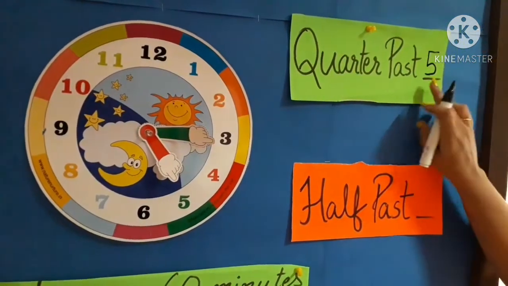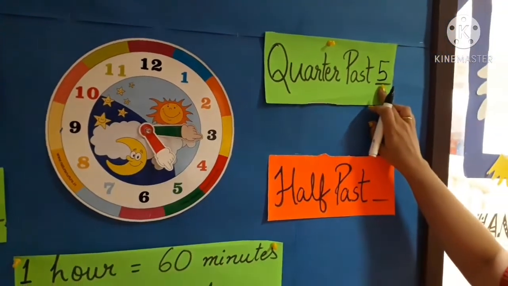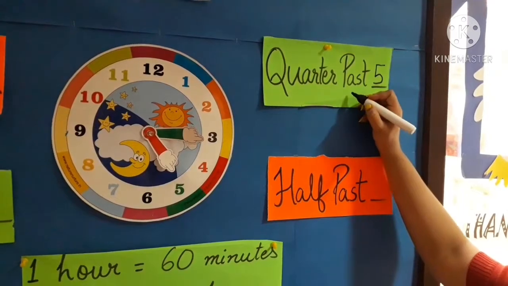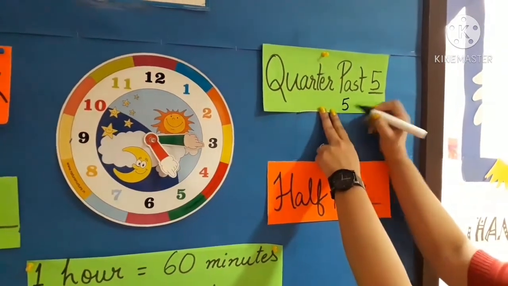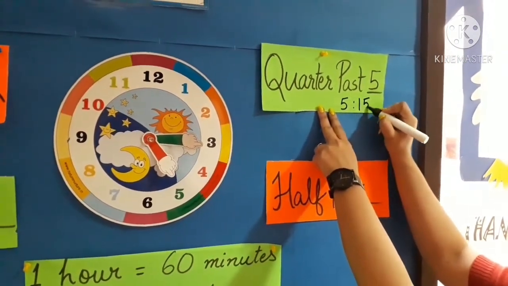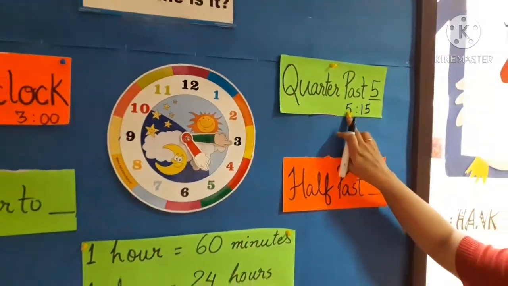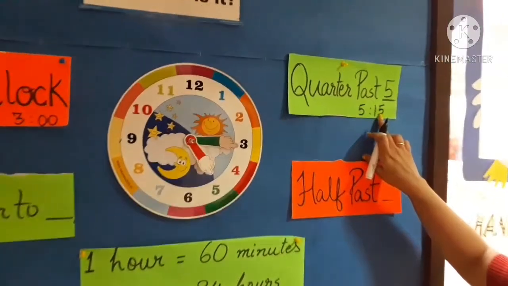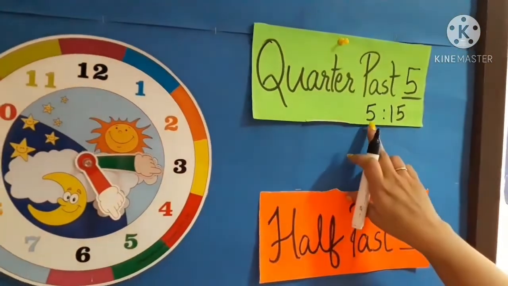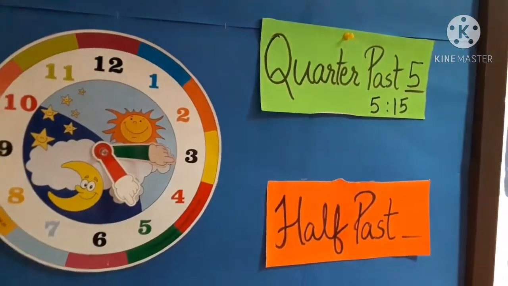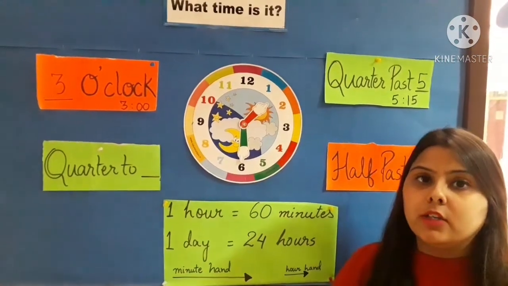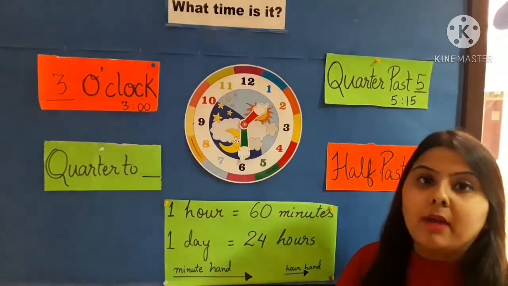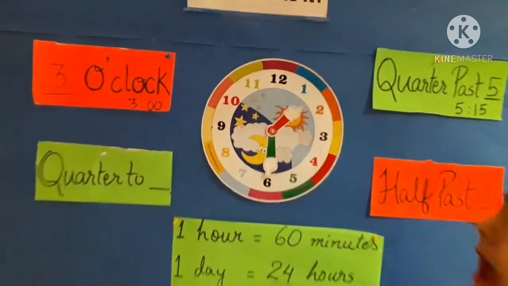That is, you have to see where the hour hand is. So the other way of writing it down is 5:15. On the left hand side we have to mention the hour hand time, and on the right hand side we have to tell the minutes. So that is 5:15.